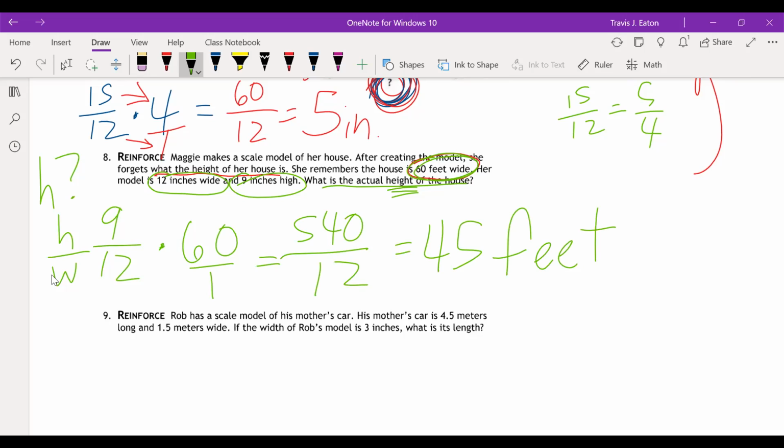Now, this does take some practice. It takes some getting used to knowing how to set these up. What are you looking for? The thing that you're looking for, remember that dimension goes on top, and you have to use the dimensions that you are given to set up that piece. And then you use the other information that you're given to set that up. Okay? All right.